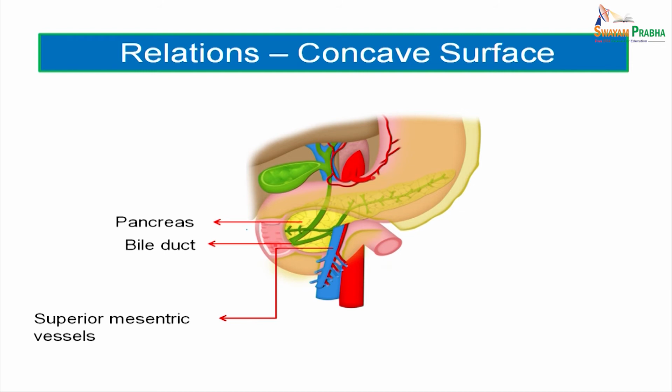So, the relations to the convex and the concave surfaces, if you have to summarize: the pancreas is located within the C-shaped part of the duodenum like this. The head and neck of the pancreas is intimately related to the first, second and third part of the duodenum, and the superior mesenteric vessel is related to the third part again, and the bile duct opens into the second part of the duodenum either along with the pancreatic duct or through two separate channels. So, this was in short about the relations of the duodenum, starting from its anterior surface, posterior surface, convex surface and concave surface.